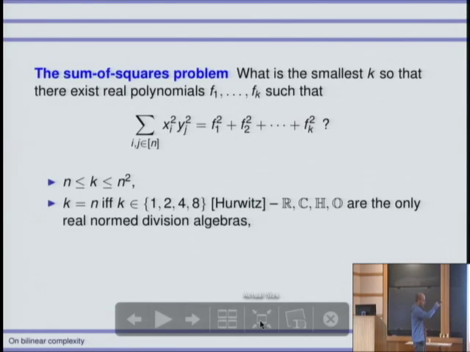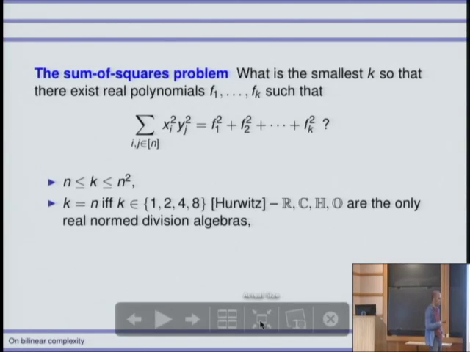And this statement can be interpreted as saying that the real numbers, the complex numbers, quaternions and octonions are the only normed division algebras. And this was the main motivation, I think, historically, for people to study the sum of squares identity in the first place.